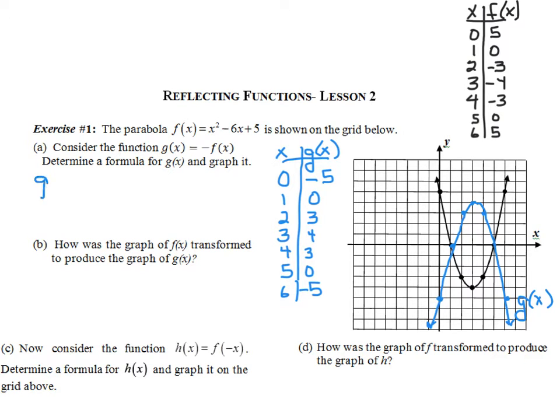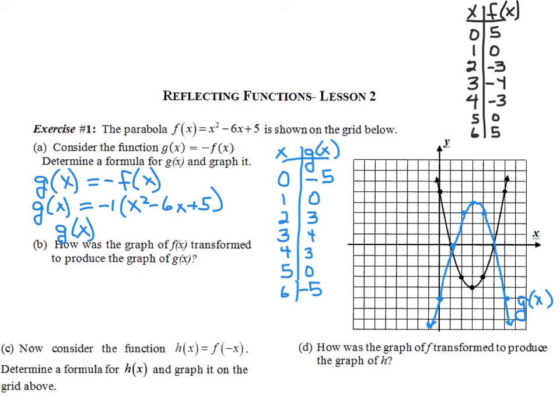We know that g of x is just equal to the negation of f of x. So g of x is going to be the result of taking negative 1 and multiplying by my function x squared minus 6x plus 5. So to get this new equation for g of x, we're going to say negative x squared plus 6x minus 5. You could also check this on your graphing calculator. If you enter that new function into your y1, you should see the graph that we've just created in blue.